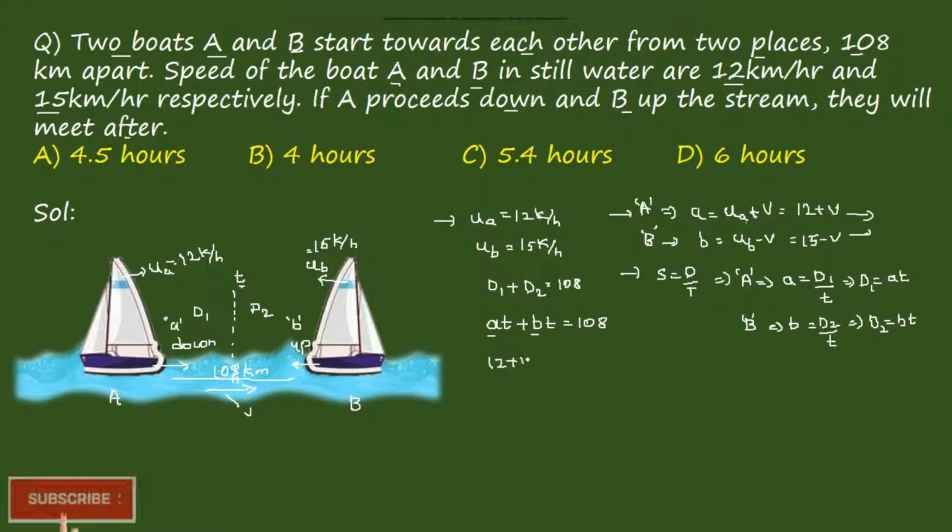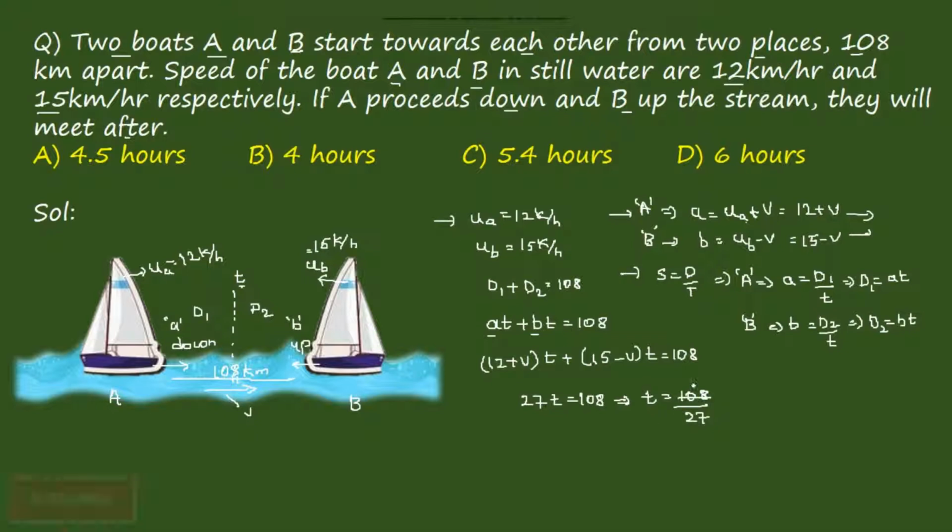12 plus B into t plus 15 minus B into t is equal to 108, right? 12 plus 15 becomes 27. U of t and U of t will get cancelled. It becomes 108, right? Which implies we get a t value where they would be meeting. It becomes 108 by 27, right?